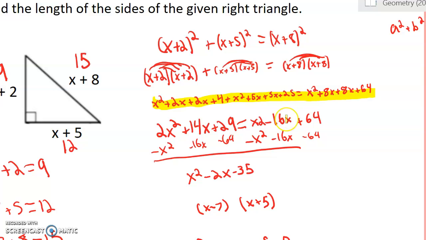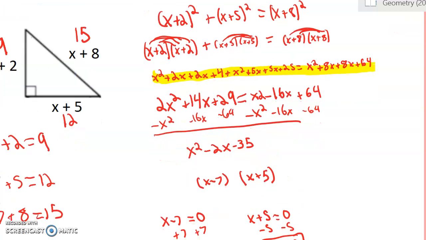Then I wanted to get everything on the left side for the next step. So I subtracted the terms, and of course I subtracted them from both sides. And that's when I got this shorter expression. And for this, the next step is you have to factor it.